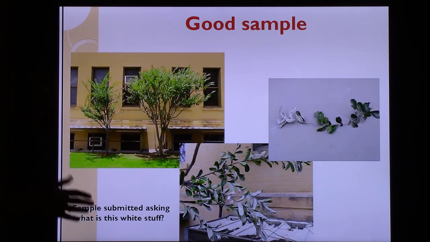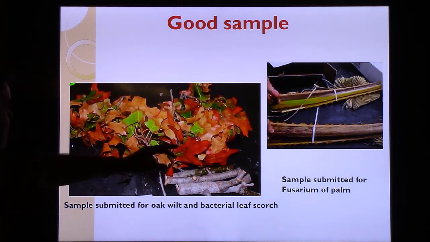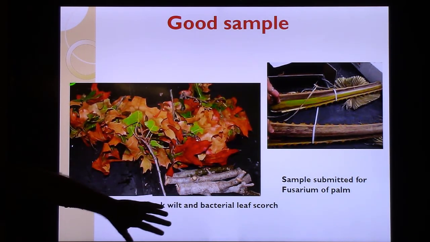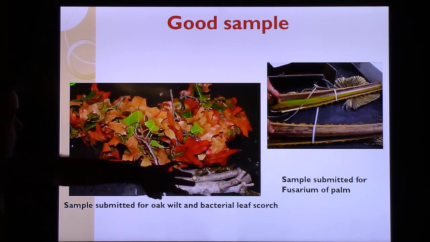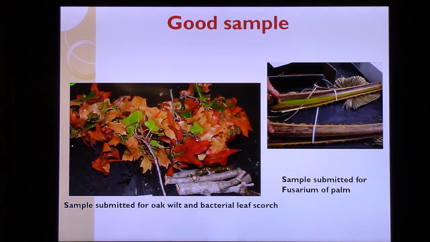So in this case, the lab got this and said, hey, what's the white stuff? Well, chances are it's probably fungal, but what type of fungus is it? Another sample was submitted for oak wilt and bacterial leaf scorch. You can see the affected leaves. You can see they even sent in some of the wood. They couldn't send in the whole tree, but they sent in a branch and some of the wood. With this palm, they sent in several of the palm fronds in order to figure out what was going on.